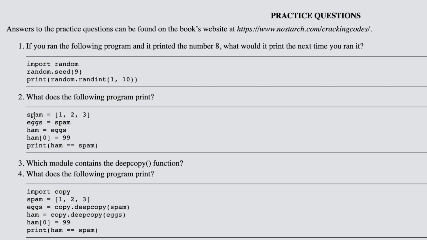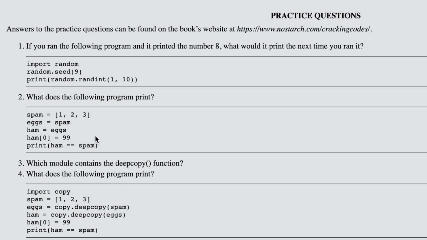So we have a list here, spam, with the values of 1, 2, and 3. Then we have a second variable x, and we point spam to x. Then we have a third variable ham, and we point that to x. And then we make a change to the first element inside of ham, and we set that to 99. And then we print out if ham is equal to spam.